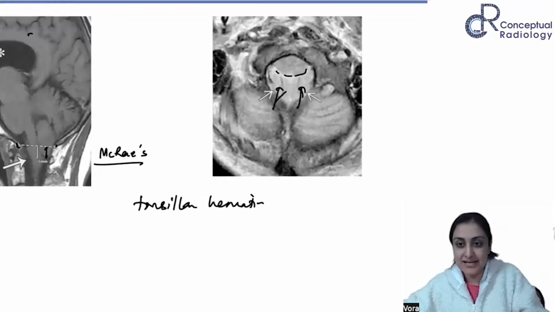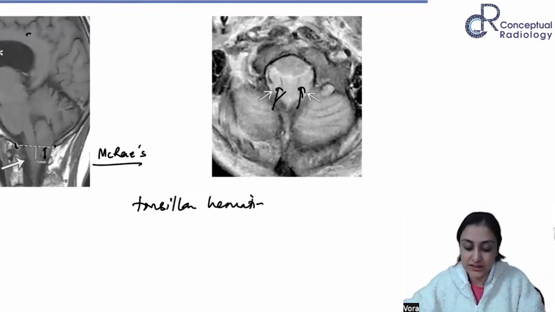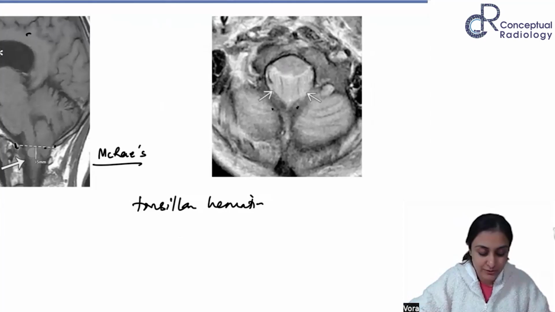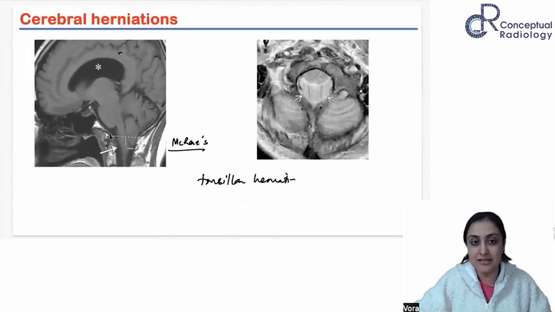On the axial section, the tonsillar herniation, what you will see is normally I will have the medulla in the center and I will have CSF all around it. Yahan pe kya ho gaya? Because the tonsil is coming here at this level, there is crowding. Yeah, you see here, medulla hai, and the cervicomedullary junction is there and you have the tonsil. So this CSF space gets effaced. So that's what you see on the axial here.